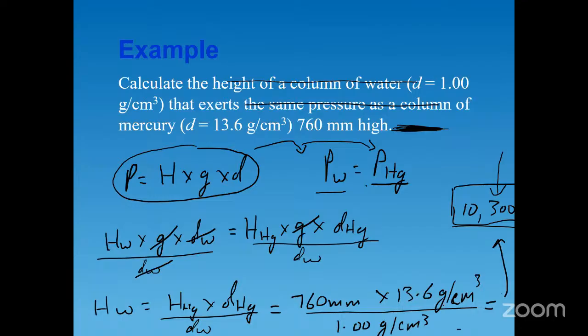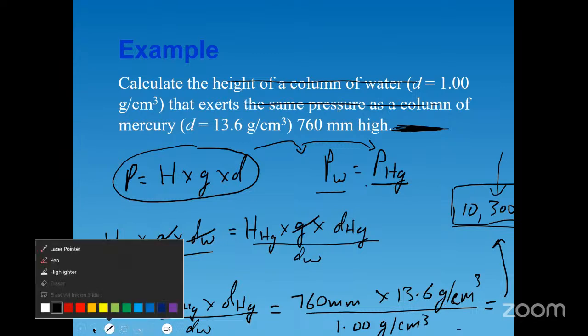Okay. Now we're going to get into the explanation as to why mercury is the liquid of choice when it comes to instruments like the manometer and the barometer. So here's a question. This question is asking you to calculate the height of a column of water, and it gives you the density of water, that exerts the same pressure as a column of mercury, and it gives you the density of mercury, 760 millimeters high.